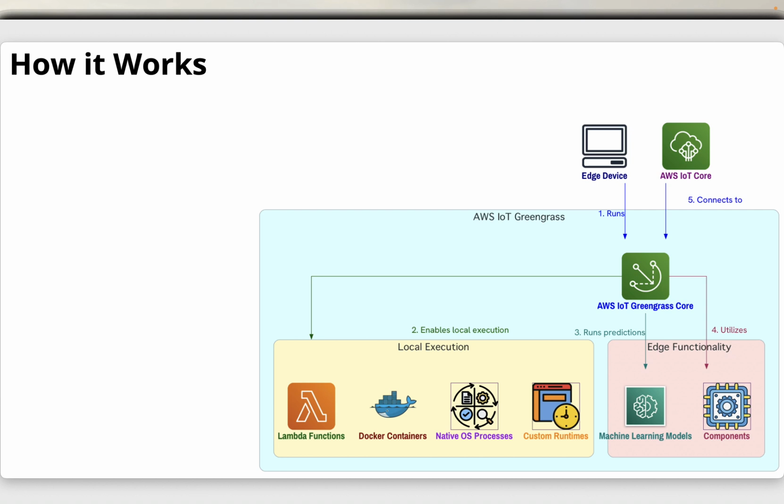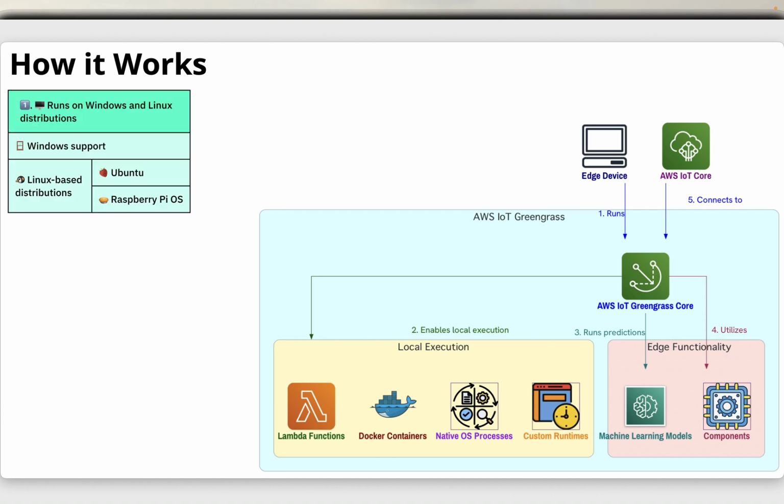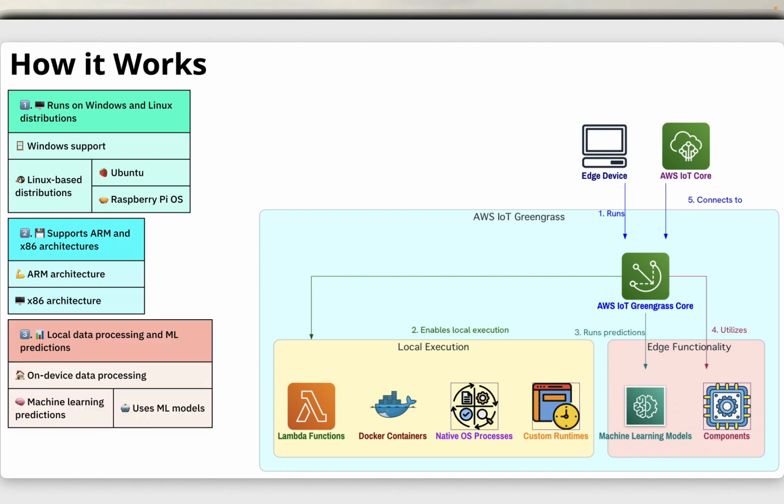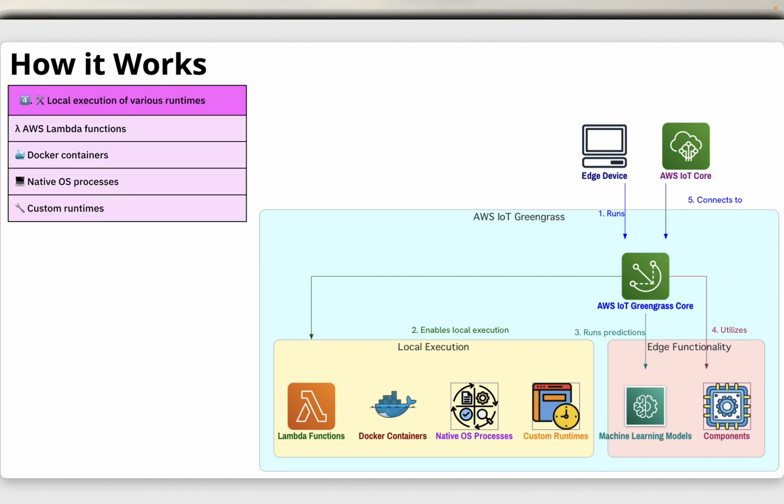So how does it work? AWS IoT Greengrass runs on Windows and Linux distributions. So the core software operates both on Windows and Linux based distributions such as Ubuntu, Raspberry Pi OS. The software is compatible with devices that have ARM or x86 architectures. Devices can process the data they generate locally and run predictions using machine learning models. AWS IoT Greengrass supports local execution of AWS Lambda functions, Docker containers, native OS processes or custom runtimes.